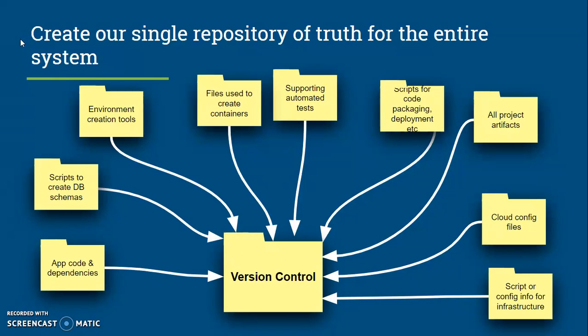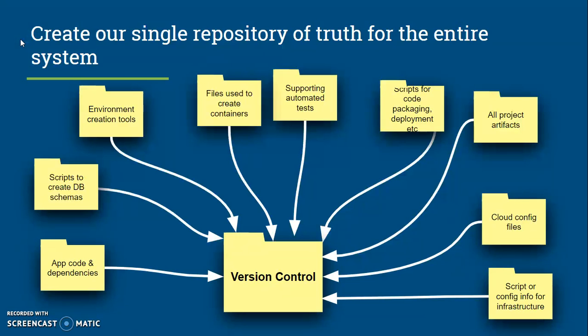The next topic here is creating a single repository of truth for the entire system. The book refers to this as version control. And version control is, in essence, a way so that when we create versions of our code, we can roll back if something that we do doesn't work.